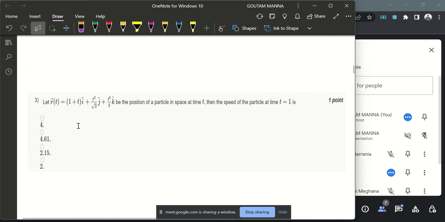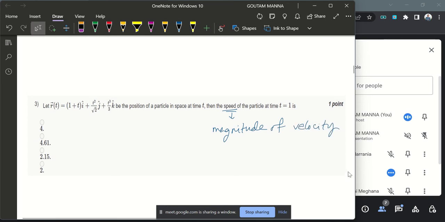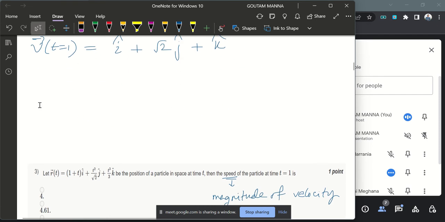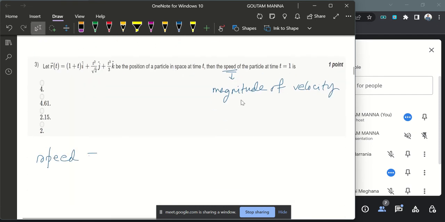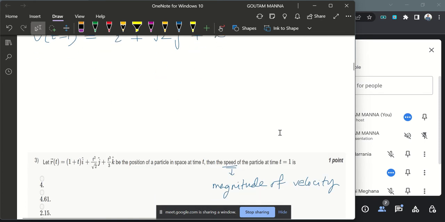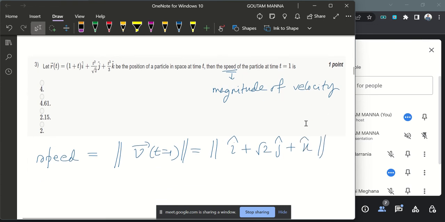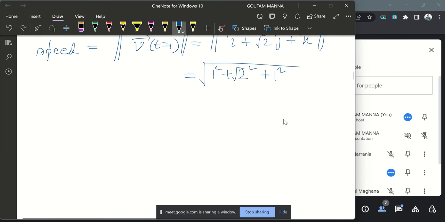Now in the third problem, you are given the same position vector as a function of time, and you are asked to find the speed of the particle at time t equal to 1. Speed means magnitude of velocity. We have already calculated the velocity vector at t equal to 1, so you are asked just to find the magnitude of this vector. So the speed is the magnitude of i hat plus root 2 j hat plus k hat, which is root under 1 square plus root 2 square plus 1 square, root under 1 plus 2 plus 1, which is root under 4 equals 2.